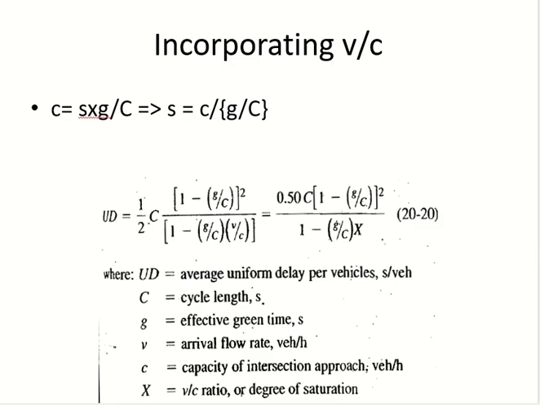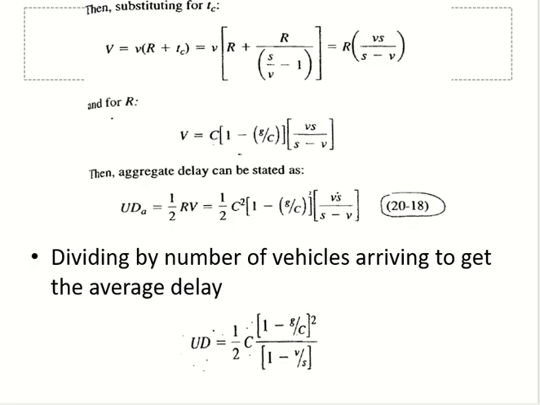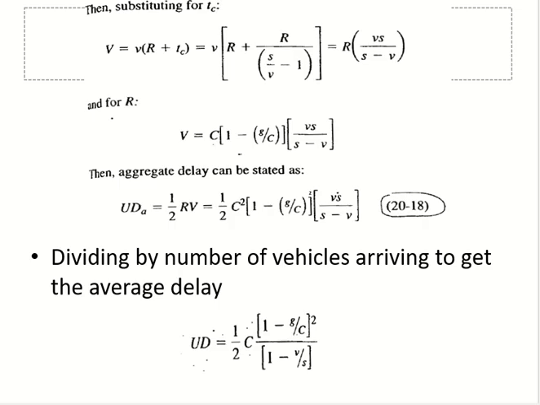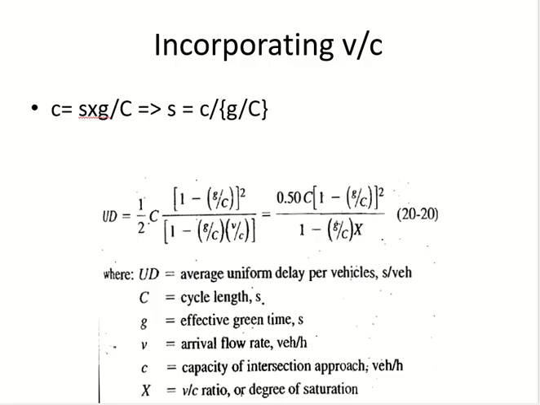Now, in this equation, I don't have saturation flow rate, S. I want to replace S here. If capacity equals this, then S equals this. So I go back to this equation and replace S as well. Got it? So when you replace S, your final equation becomes this.